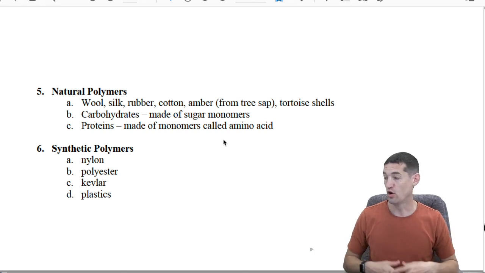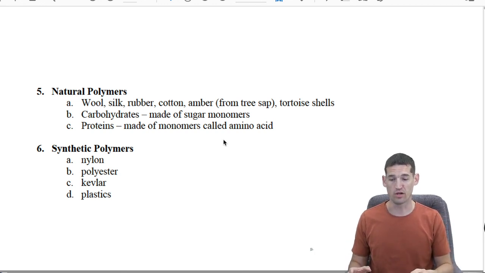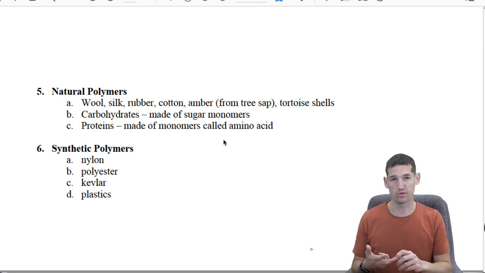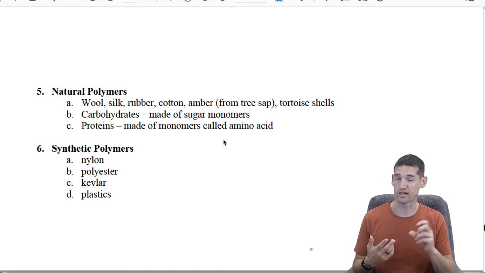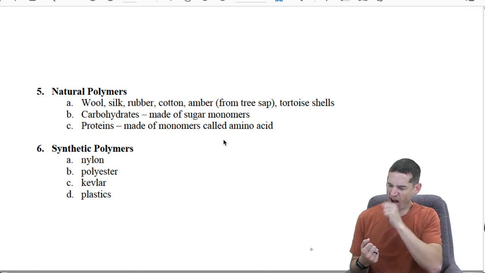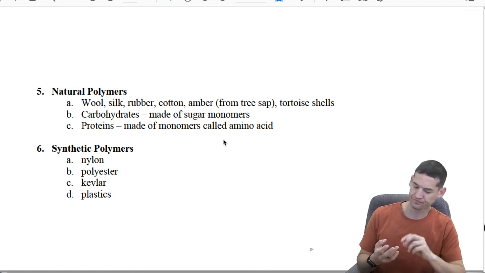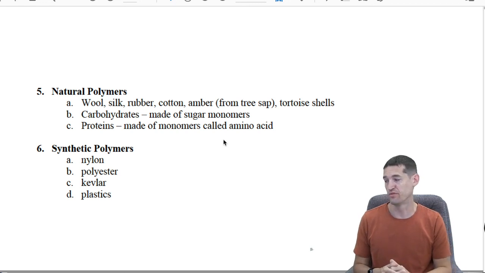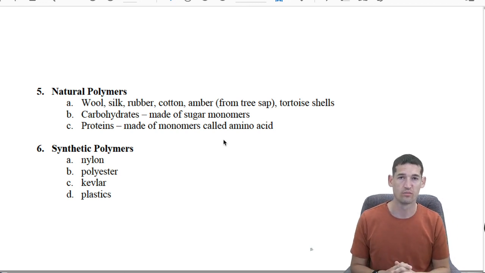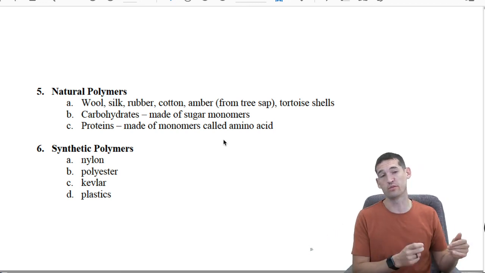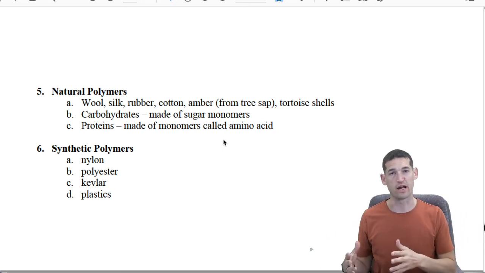So hopefully that cleans up the polymers. Remember that there's addition polymerization with the unsaturated monomers, condensation polymerization with alcohol and carboxylic acid monomers, and you should know at least some of these examples of both natural and synthetic polymers, and be able to work these out both from monomer to polymer and from polymer back to their monomers.